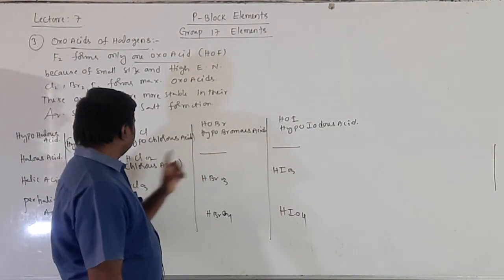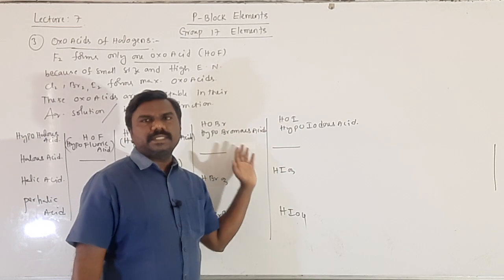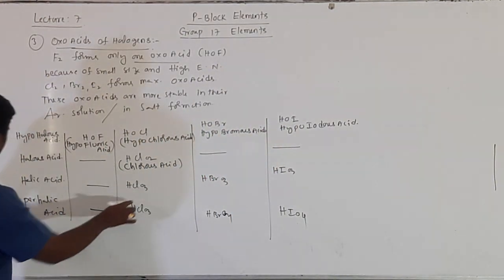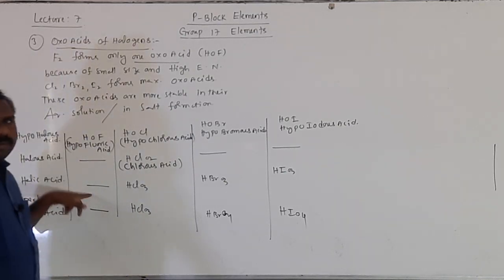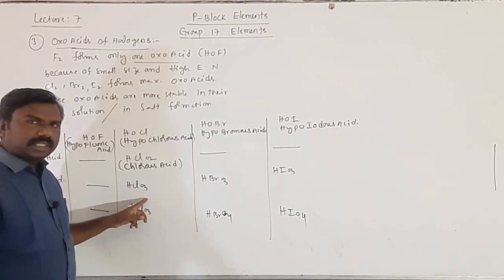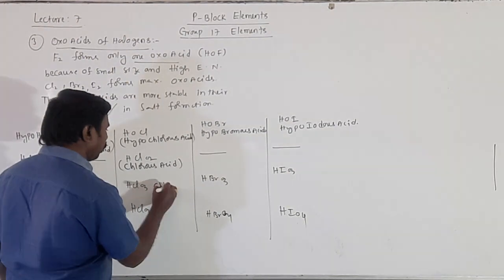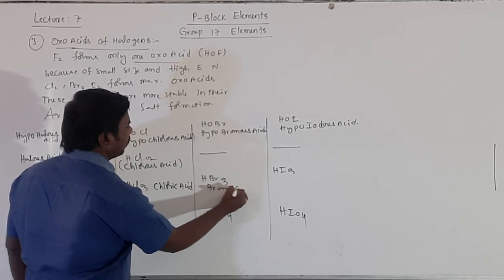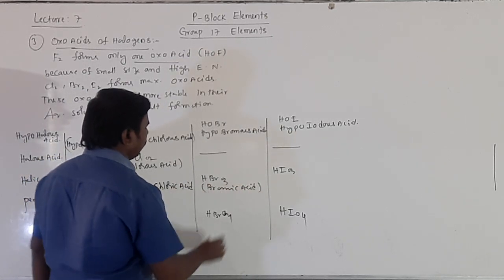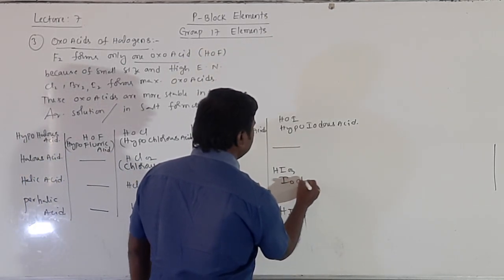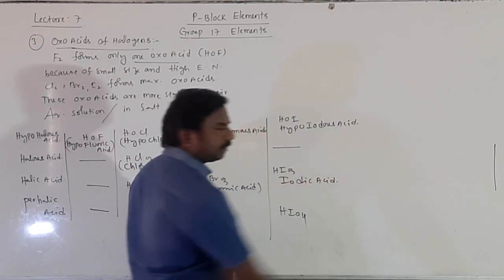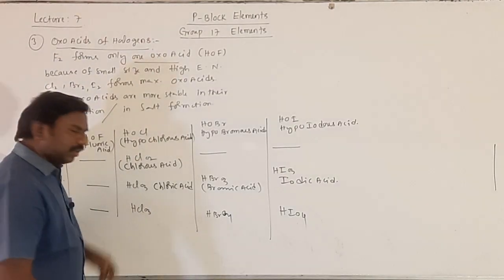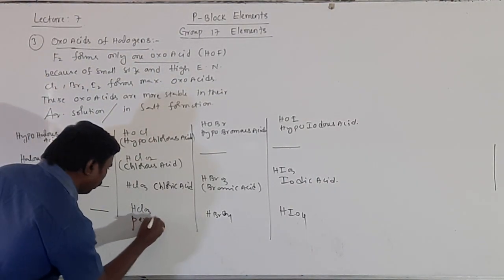Bromine is there, not formed. Bromous acid and iodous acid never exist in nature. It is halic acid. Fluoric acid is not formed, but chloric acid is there. And this is called bromic acid. And this is called iodic acid. Getting? Next, perhalic acid. Perfluoric acid is not formed, but perchloric acid is formed.